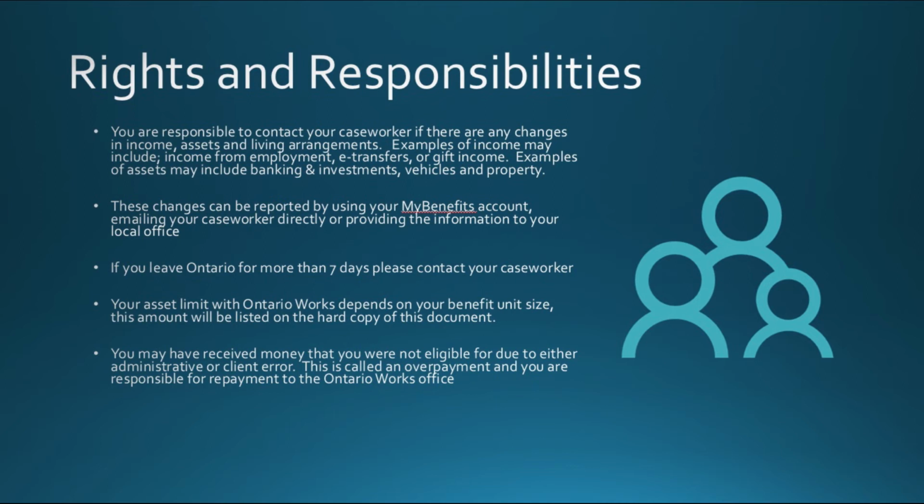Your asset limit with Ontario Works depends on your benefit unit size. This amount will be listed on the hard copy of this document. You may have received money that you were not eligible for due to either administrative or client error. This is called an overpayment, and you are responsible for repayment to the Ontario Works office.